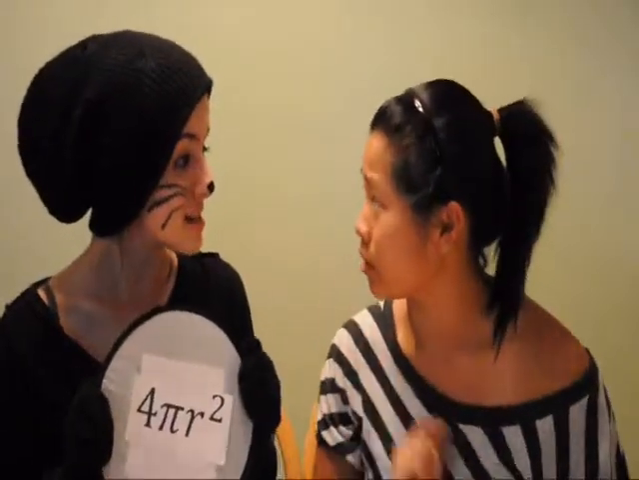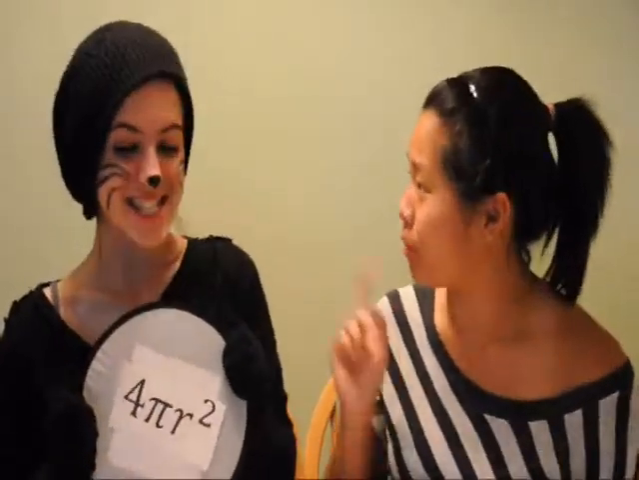So we'll try this again. How about the surface area, Sally? 12 squared times 4 pi. Alright, that's the equation. Now, can you solve it? 576 pi. Good job. Now, what about the volume, Sally?